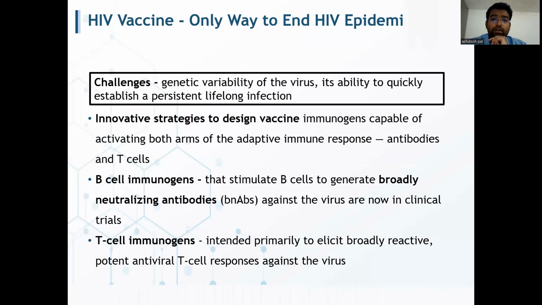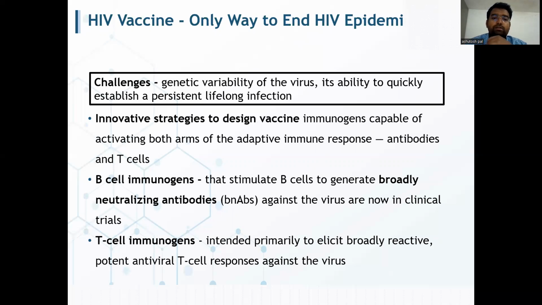Now the vaccine, the only way to end the HIV epidemic. The challenge is the genetic variability and mutagenicity of the virus, and its ability to quickly establish a persistent lifelong infection. There are innovative strategies to design vaccines, immunogens capable of activating both arms of the adaptive immune response, which are antibodies and T cells.